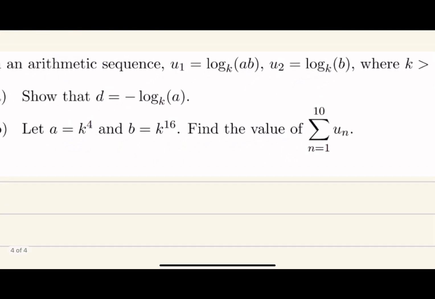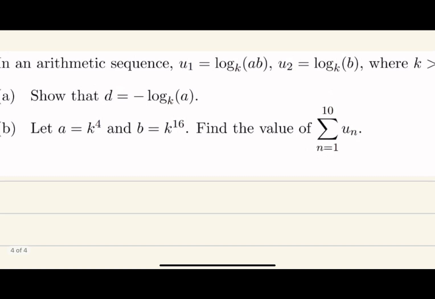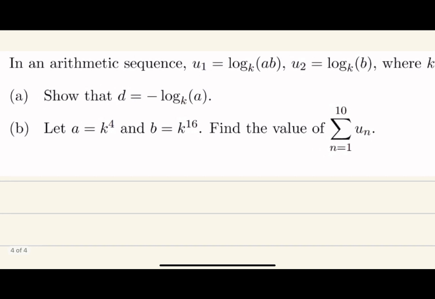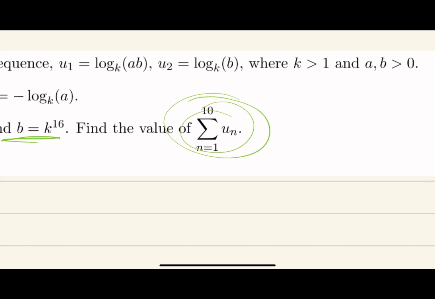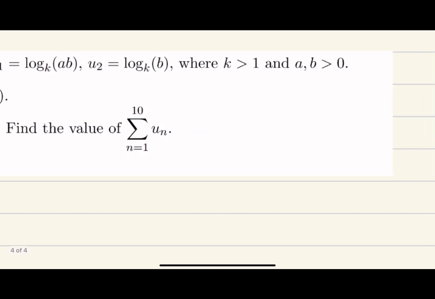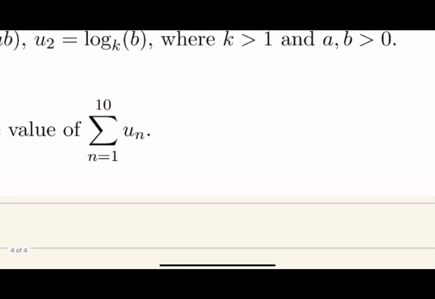Whoa, what is this thing? Looks so messy, right? Don't worry. So let's read the question first. a is this value, b is this value, and we're trying to find the value of this thing. What is this? This is what we call a sigma sign. I did not include this in our previous video because I genuinely think the concept of this is really easy to understand.